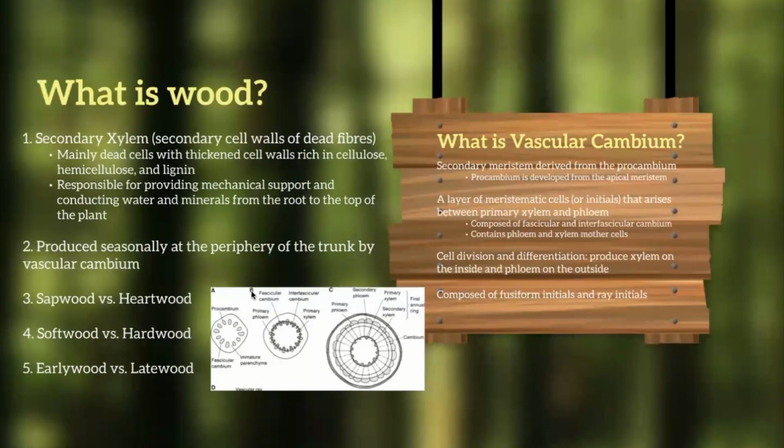Wood is the secondary xylem, which is the secondary cell walls of dead fibers. They are mainly dead cells with thickened cell walls, which are rich in cellulose, hemicellulose, and lignin. Wood's main function is to provide mechanical support and to conduct water and minerals from the root to the top of the plant. It is produced seasonally at the periphery of the trunk by vascular cambium.